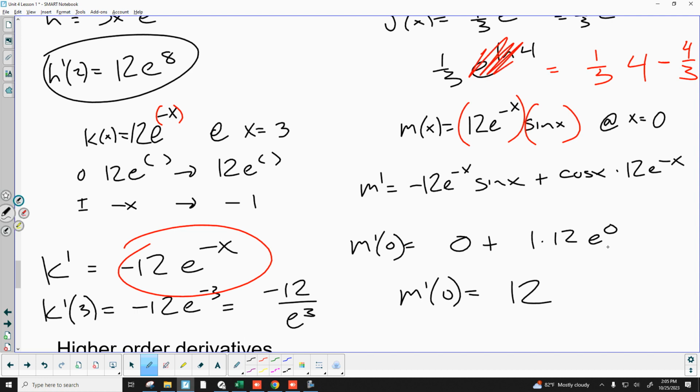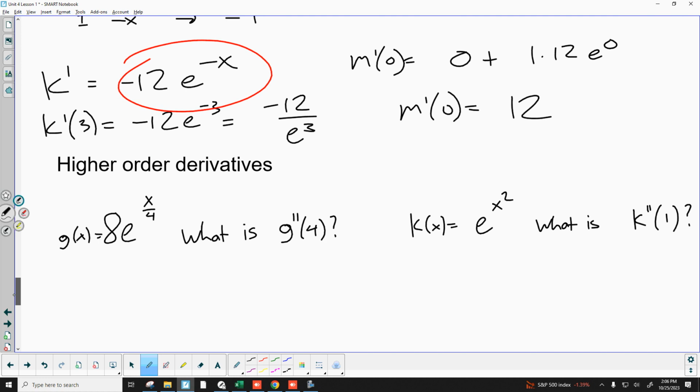Mr. Messer? Yep. What if you put the negative back here? It would be 12 over e to the x. Oh. And then e to the 0 is still just 1, so it should be 12.